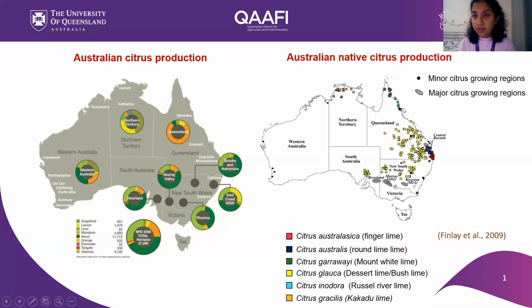If we talk about the native citrus production, there are 6 species which are endemic to Australia, out of which one species, Citrus gracilis, is endemic to Northern Territory, while the other 5 species are primarily found in Queensland, while some of them are also found in New South Wales and South Australia.